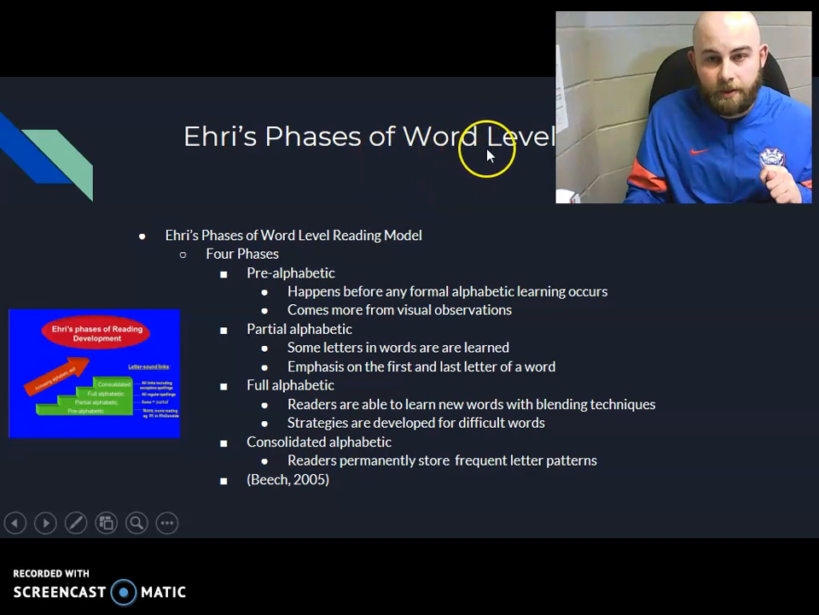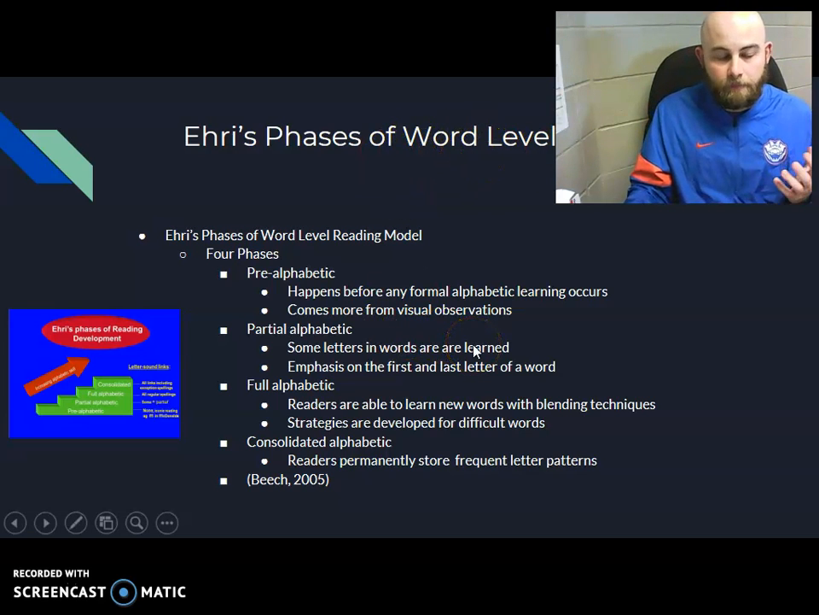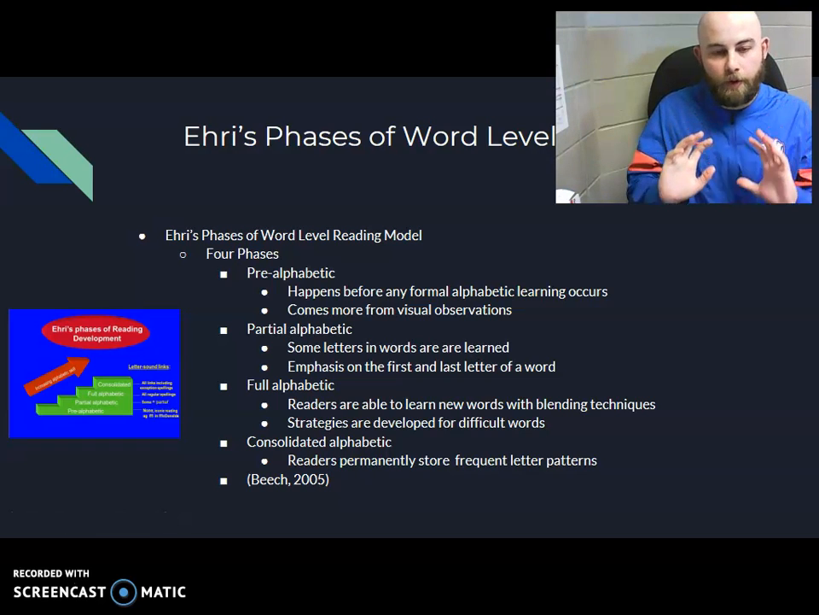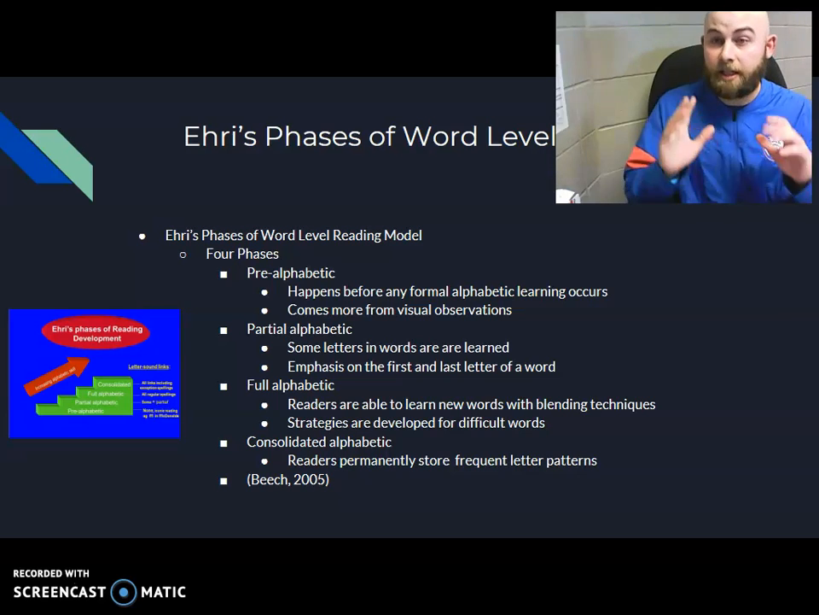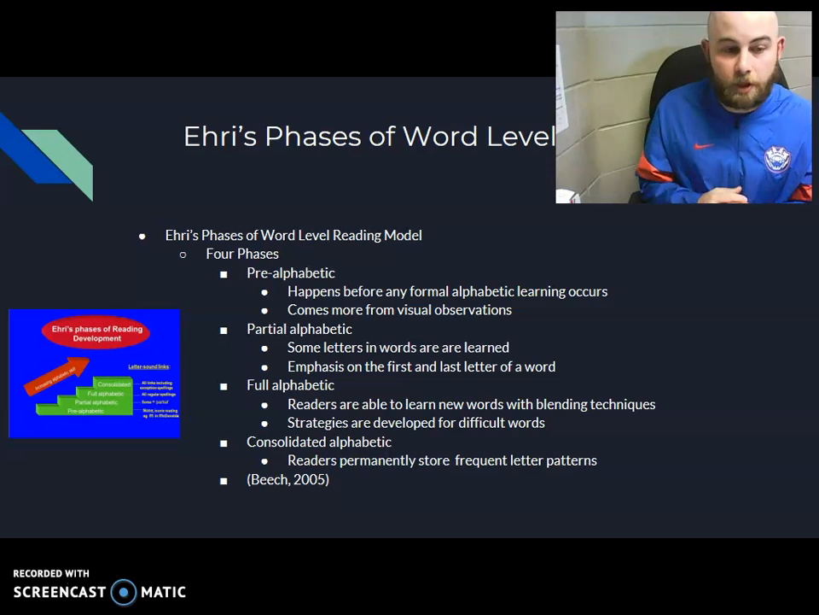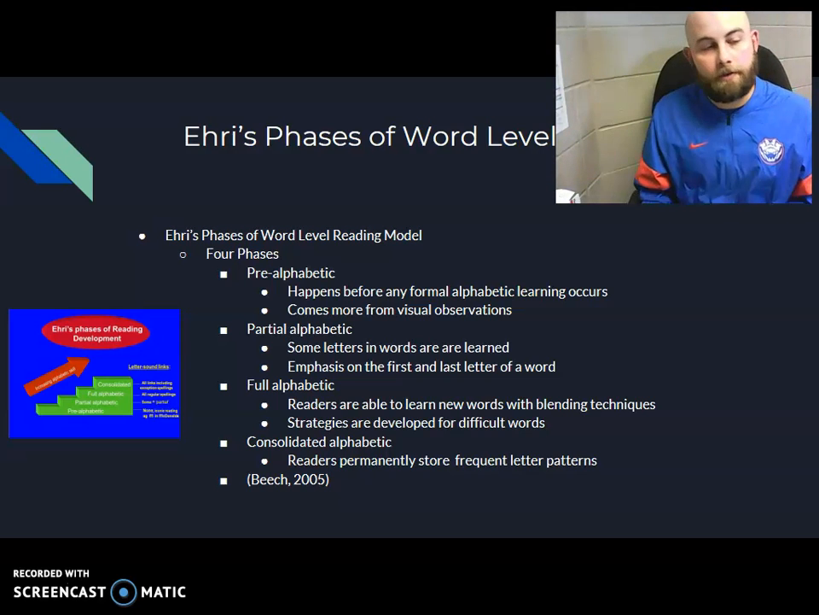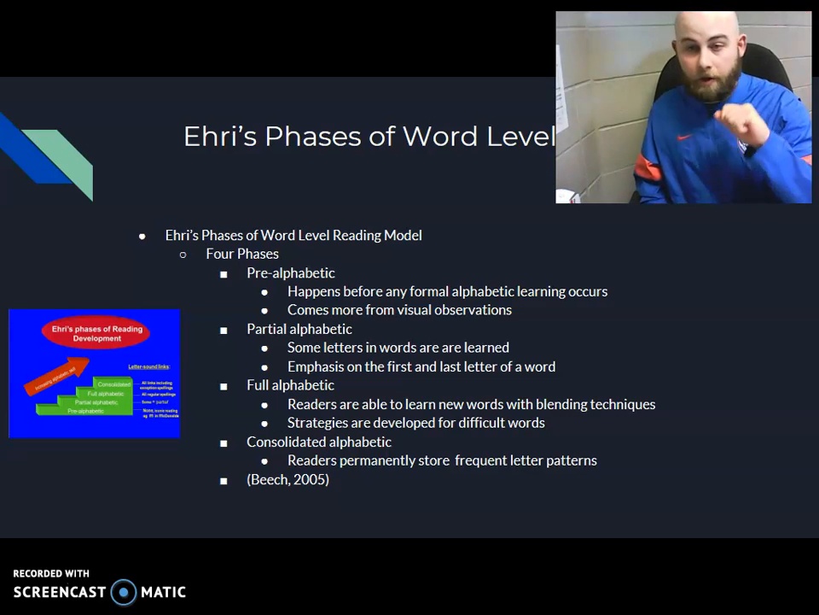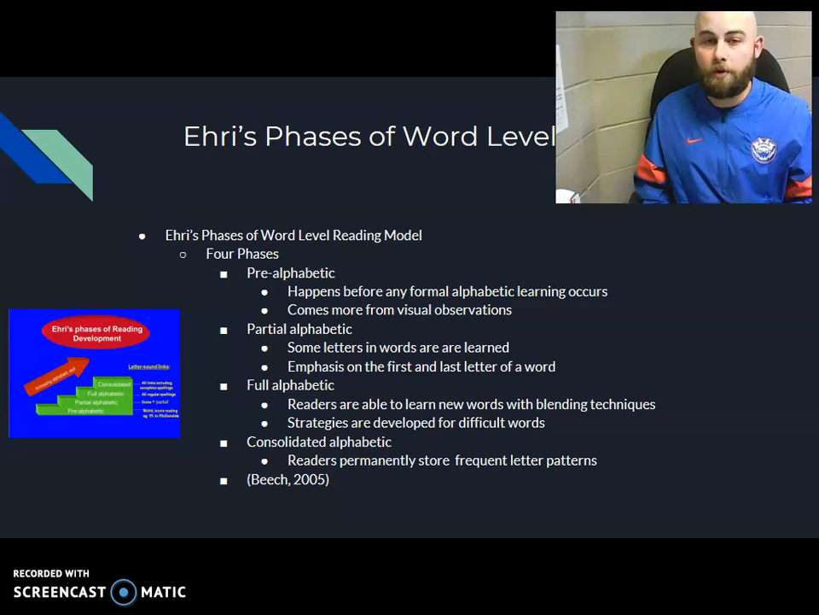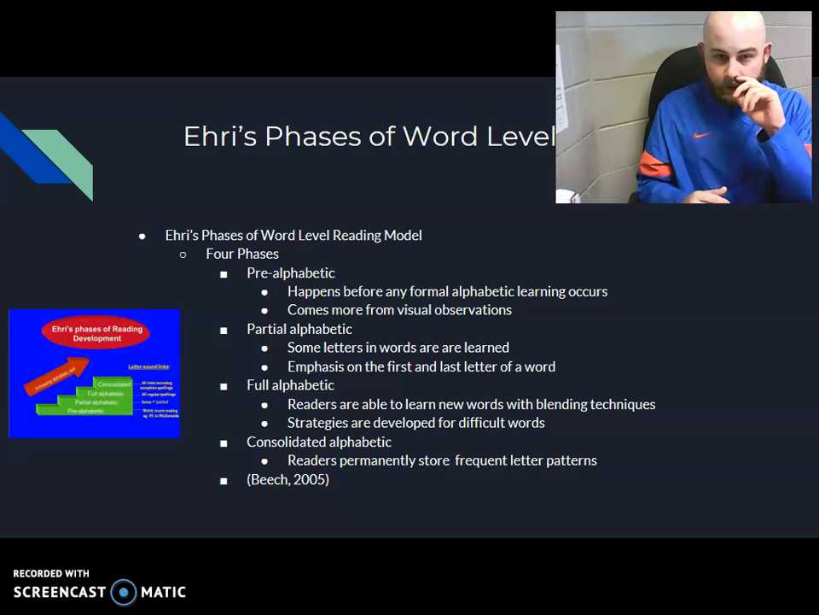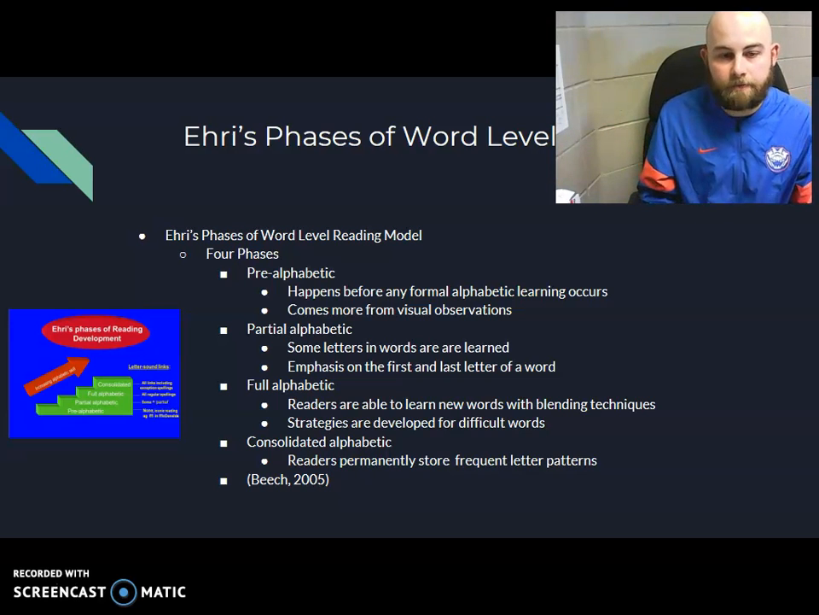Ehri's phases of word level reading. There are four phases. Pre-alphabetic happens before you ever have any formal teaching in a classroom setting where we're learning how to read. It comes from just what they observe. If a child goes by Walmart and they observe Walmart up above the doors, they're going to start associating those letters and that word with that store. That's pre-alphabetic. They're learning words by just what they see in their lives.